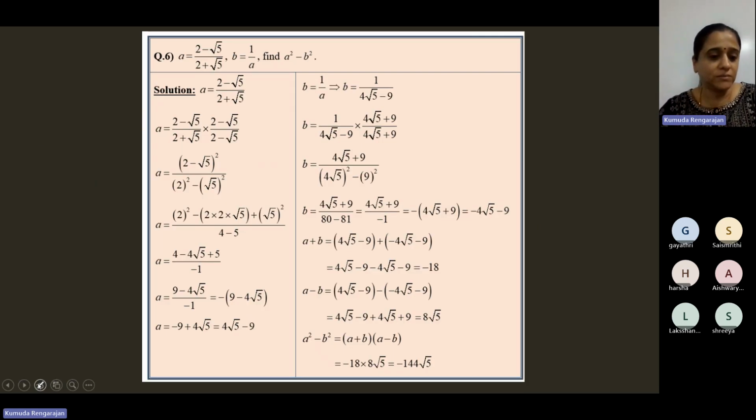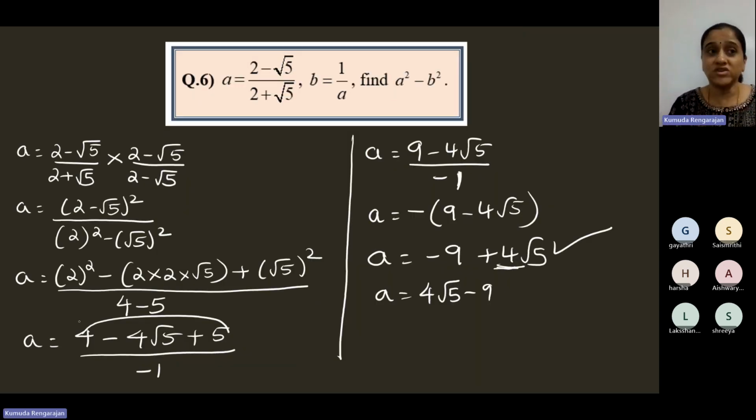Okay, so that's what we got here. A is equal to 4 root 5 minus 9. Can you see here? Now what have we done? We've just rationalized the denominator for this expression which is given for A. The denominator was irrational, so we have rationalized the denominator, that's all. We are still working with A. Now we'll have to work with B.